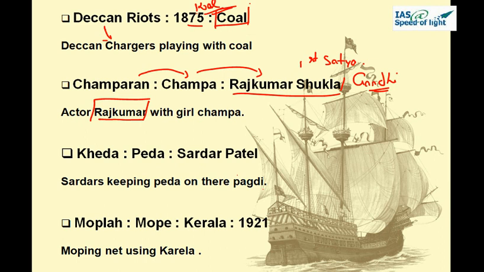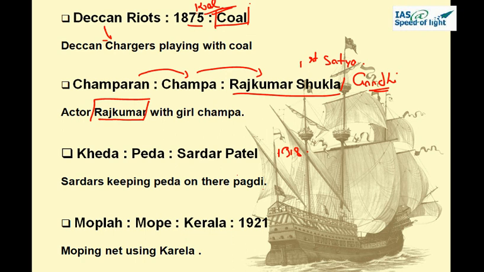Kheda Satyagraha, Kheda becomes Peda, and the leader was Sardar Patel. Sardar is keeping Peda on his pagdi. So Kheda becomes Peda. It was in the year 1918. So these three become really important. We discussed Champaran Satyagraha, then Ahmedabad Mill Strike, and then Kheda Satyagraha. We'll discuss it again in the conceptual part also.